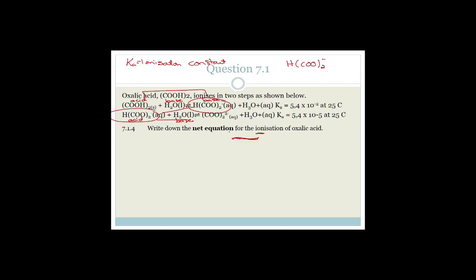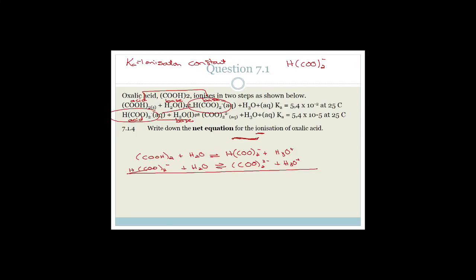Now it says, write down the net equation for the ionization of oxalic acid. So let's write it out all together. We've got (COOH)2 plus water is in dynamic equilibrium with HC2O4 minus plus H3O plus. You also have HC2O4 minus plus water is in dynamic equilibrium with C2O4 2 minus plus H3O plus.